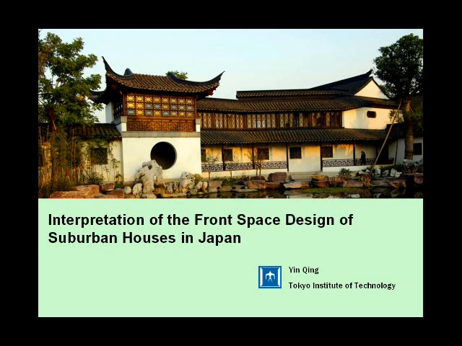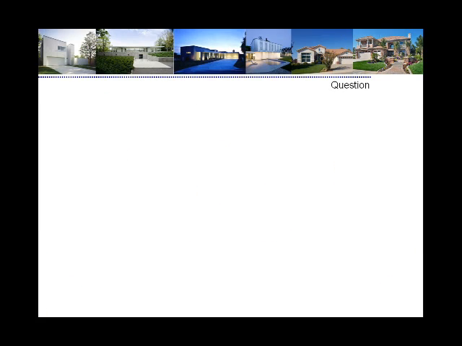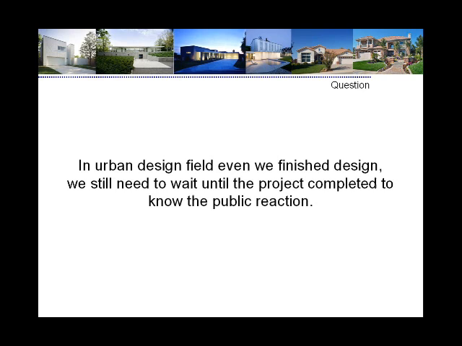Here is my proposal, interpretation of the front space design of suburban houses in Japan. I was studying landscape architecture for several years in my hometown, China, and I was involved in some real projects during that time. However, it was really confusing that even when we designed some so-called special, charming place for people, the public reaction towards the project may be not in accordance with our imagination. So this is a problem.